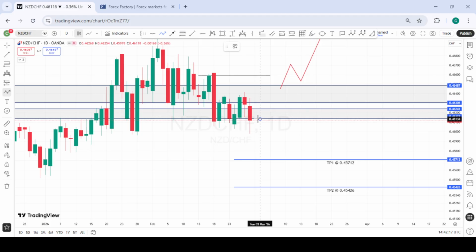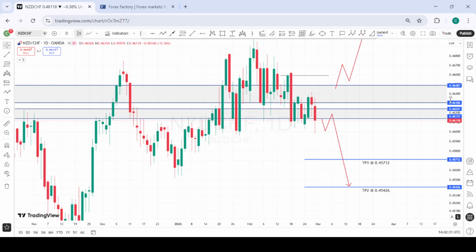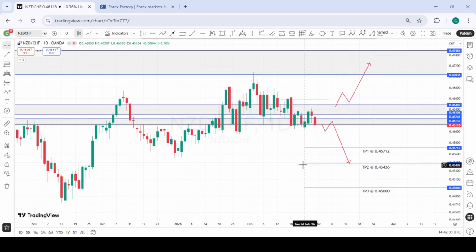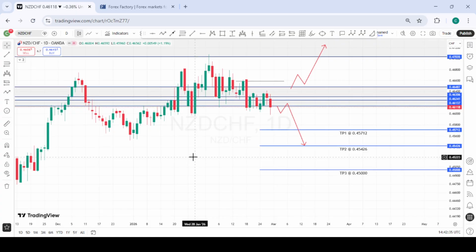a possible lower high formation, or we'll wait for a proper daily candle break below this double top formation. We look for a possible pullback and look for selling opportunities to the downside. So we are bearish on NZDCHF for the coming week. If price breaks or clears this daily structure here, then we'll be considering the bullish side for NZDCHF. Until then, we are very bearish on NZDCHF.